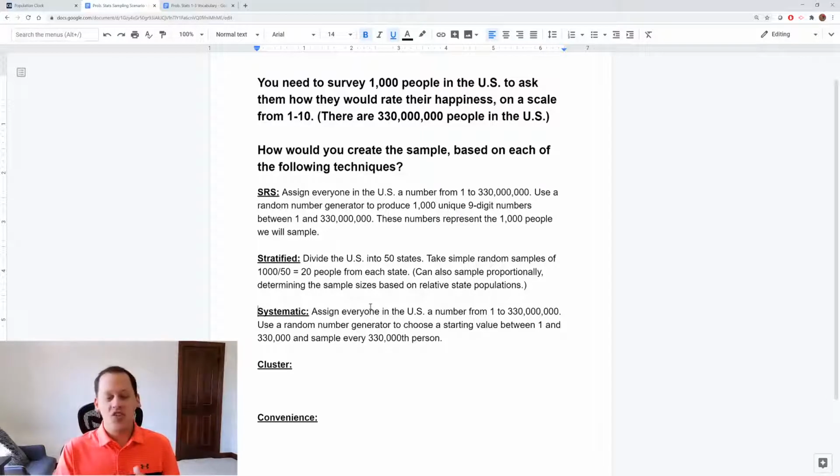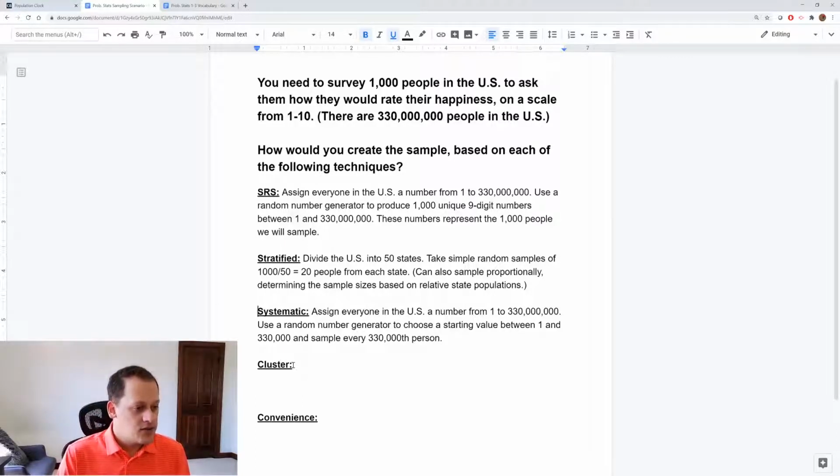So we're just going to have a list of all the people in the United States and then use a random number generator. We would start at a random value between 1 and 330,000 and sample every 330,000th person in that list. That could be a way that we do systematic sampling. It's not going to be reasonable to get everyone in the same place, so we'll just list everyone and go every 330,000th person in order.